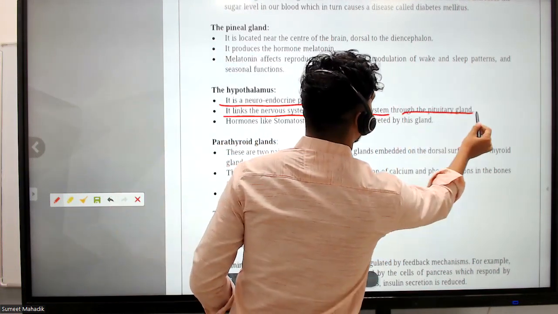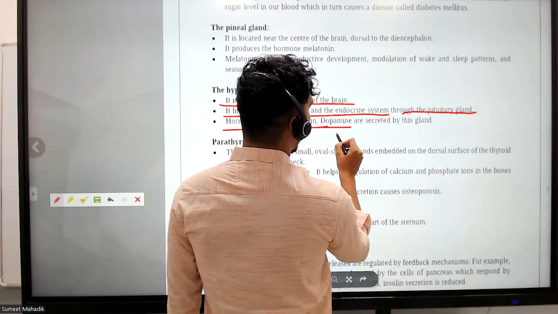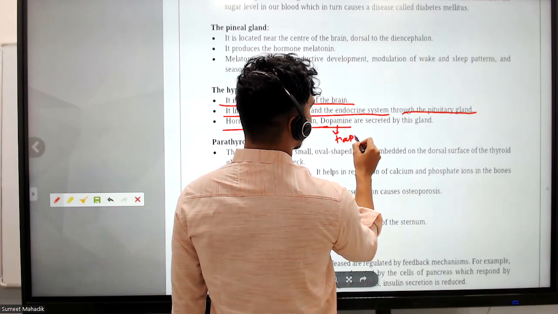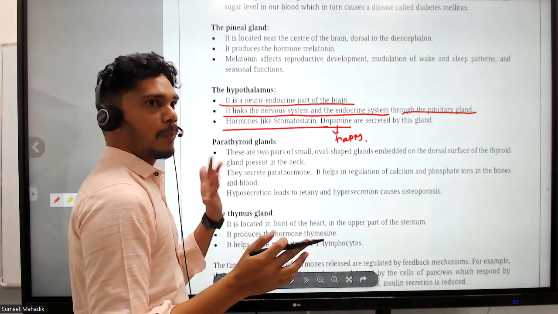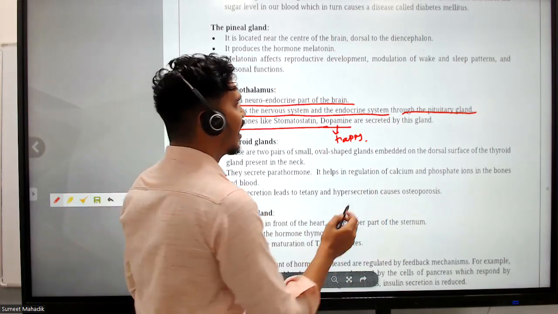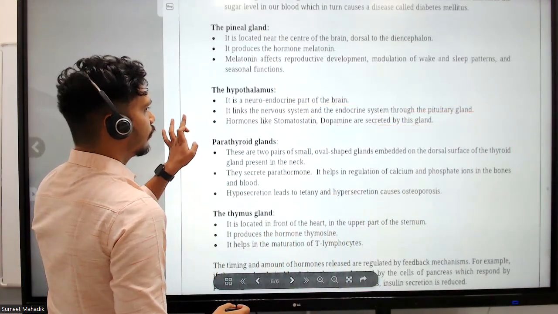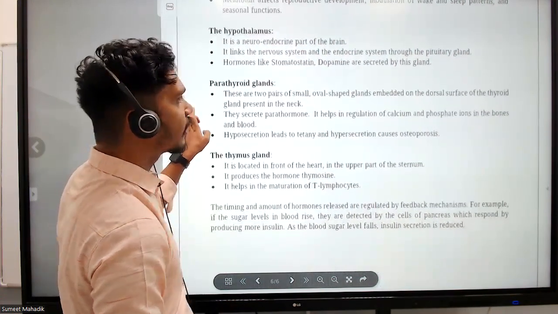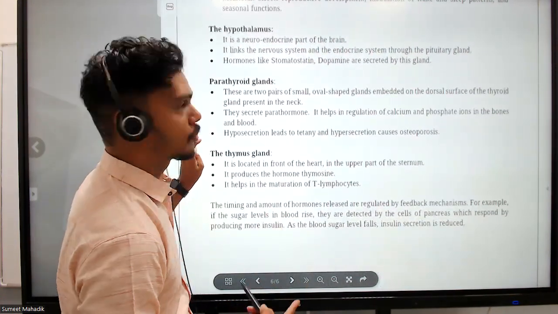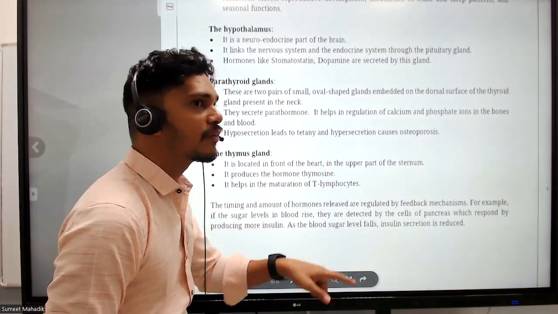Through the pituitary gland, hormones like somatostatin and dopamine are released. Dopamine is called the happy hormone. If dopamine is secreted in the body, we feel happy, like wow, let's party. If you follow your hobby, you get happy because dopamine secretion is much higher. If you do such work, dopamine is secreted, and you feel that you want to do that work again and again.